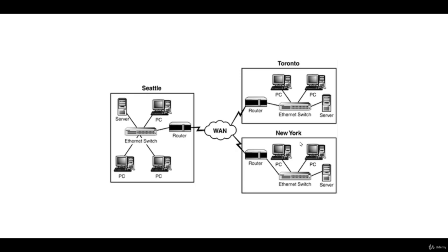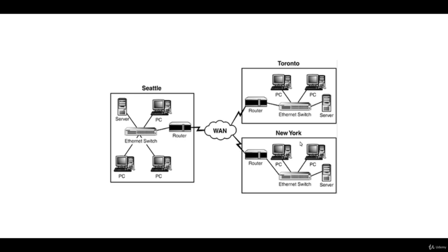This is the definition of a WAN, Wide Area Network. A WAN is a set of locations interconnected. Think of the concept of the WAN as a multi-branch office. Let's say you are working at Amazon, and Amazon has 3 main locations. One is in Seattle, one is in Toronto, and another one is in New York.